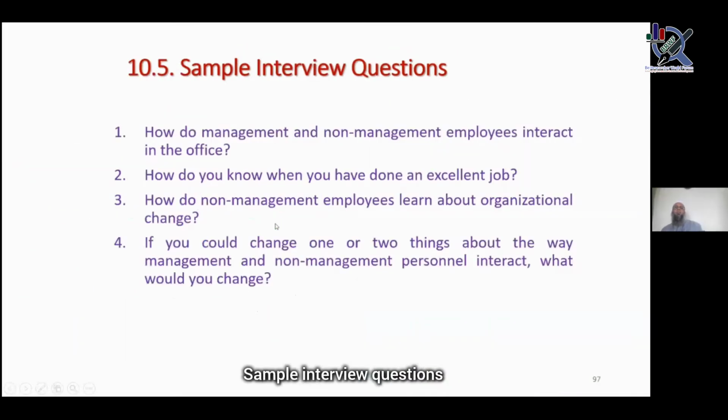Sample interview questions. What are the different sample interview questions? How do we ask the question? Number one, suppose: how do management and non-management employees interact in the office? How do you know when you have done an excellent job? How do non-management employees learn about...? These are some sample interview questions. They are not necessarily for your cases, but they show how to pose the questions so that you can get an idea.